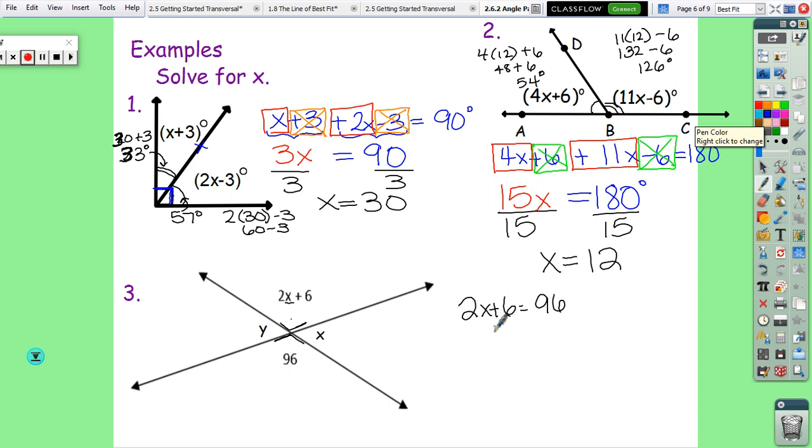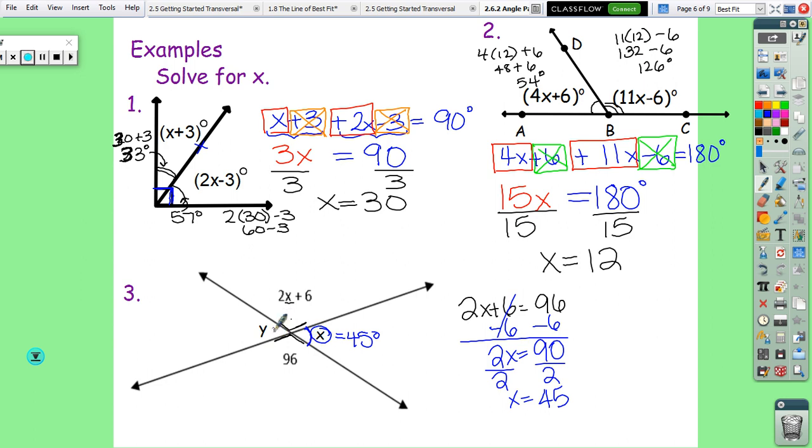So all we have to do is subtract 6. 2x is equal to 90. Divide both sides by 2, so x is equal to 45. So that means that this x is equal to 45, so this whole angle right here is 45 degrees. And if this side is 45 degrees, because these two are vertical angles, we know that this one is also 45 degrees. And we don't even have to plug this in. If we were to plug this in, we would know that this angle right here is 96 degrees also.